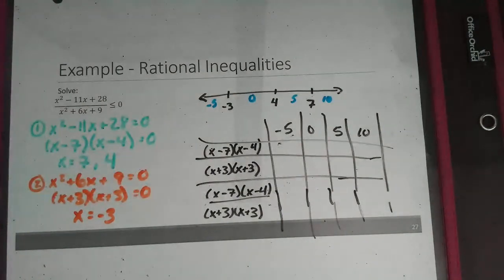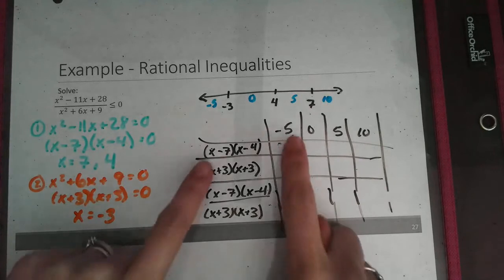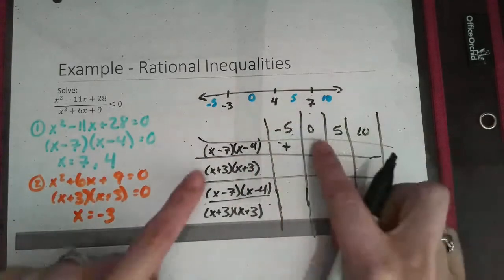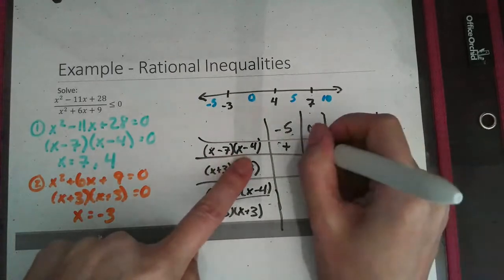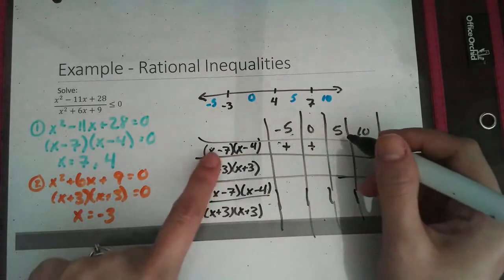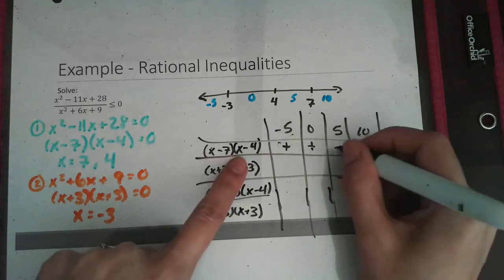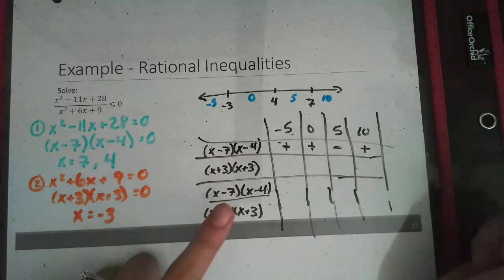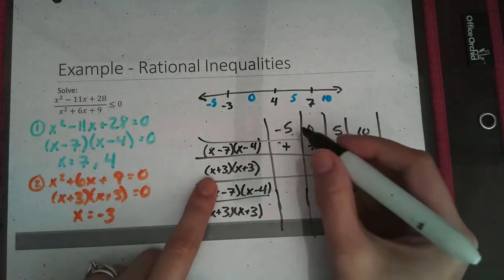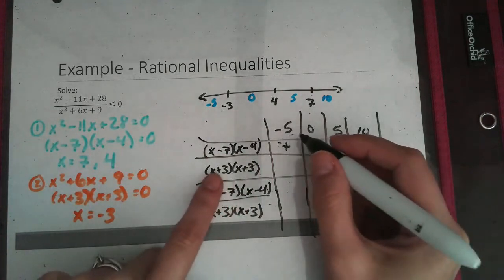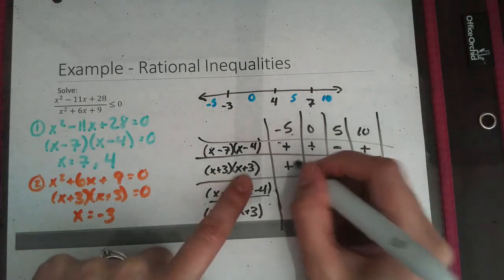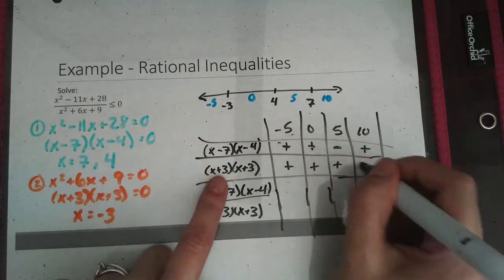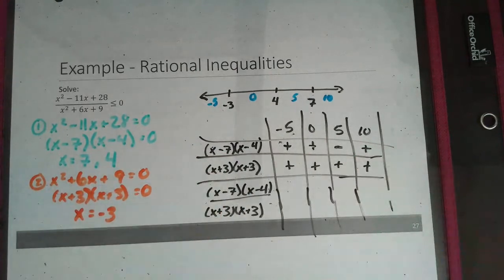So starting with my numerator, if I plug in -5, I get a negative times a negative, that's a positive. Plugging in 0, I get a negative times a negative, which is a positive. Plugging in 5, I get a negative times a positive, which is negative. Plugging in 10, a positive times a positive is positive. Now into my denominator, -5 plus 3, that's -2. Negative times a negative is a positive. 0 would give me positive times positive. Again, positive times positive. Again, positive times positive.